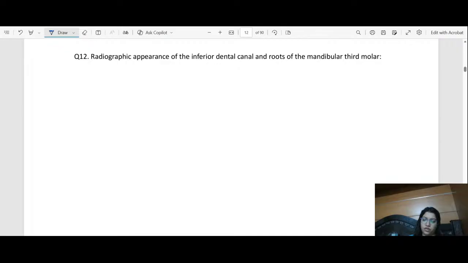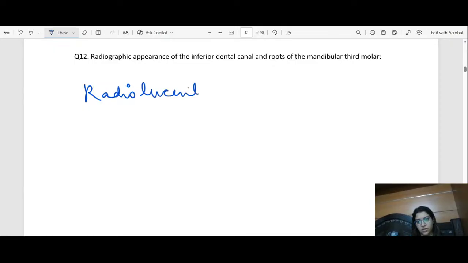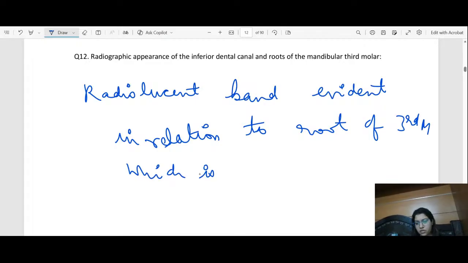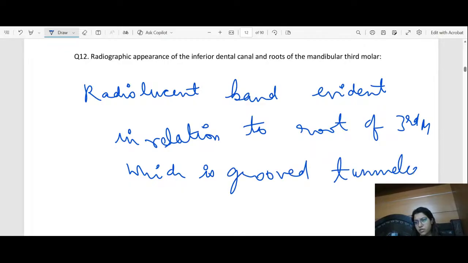We come to the next question. The radiographic appearance of the inferior dental canal and the roots of the mandibular third molar is: radiolucent band evident in relation to root of third molar, which is grooved, tunneled.